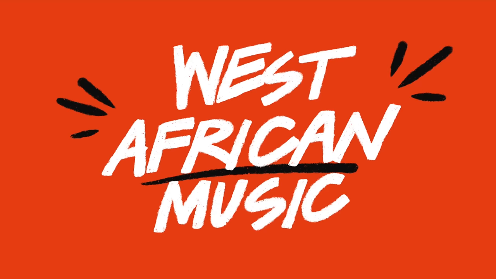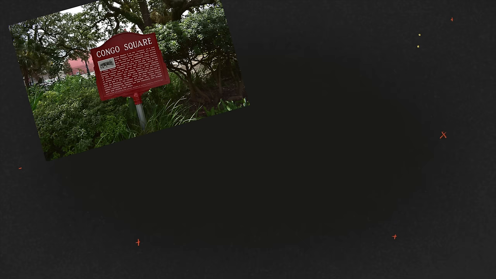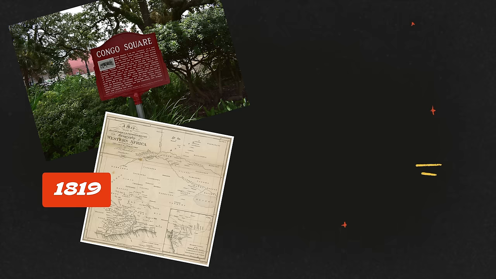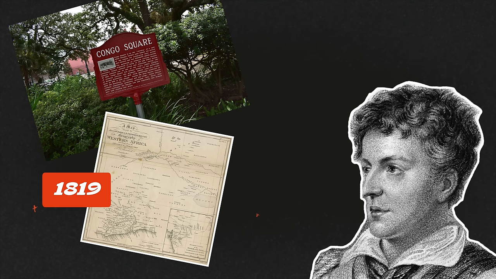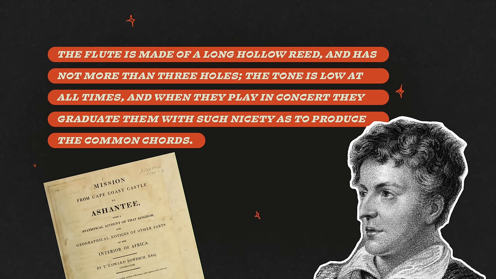If Congo Square was a mix of music, including that made by enslaved people from West African countries, let's look for music directly from West Africa. So in 1819, around the same time Congo Square was starting, T.E. Bowditch documented the music and instruments of the Ashanti people in Ghana. In Mission from Cape Coast Castle to Ashanti, he notes, "The flute is made of a long hollow reed and has not more than three holes. The tone is low at all times, and when they play in concert, they graduate them with such nicety as to produce the common chords." They got flutes! Okay, what else?